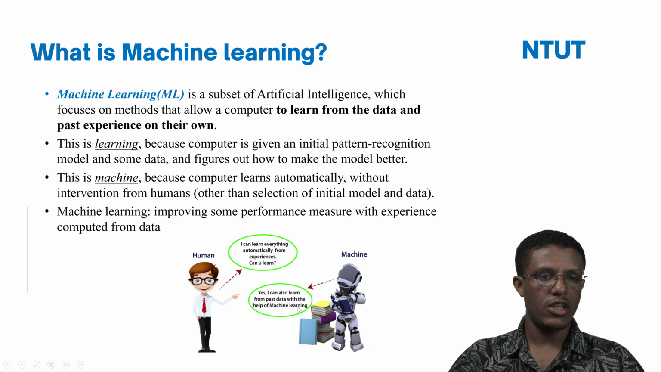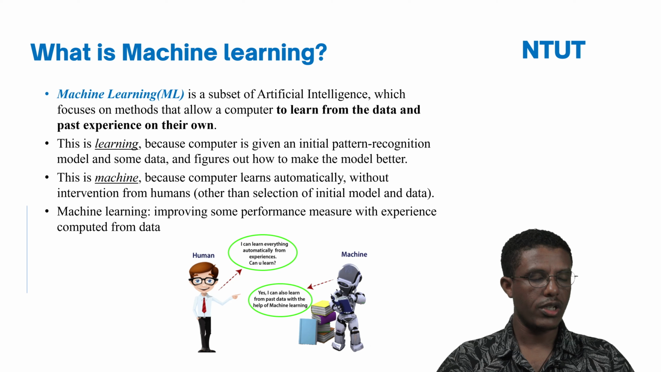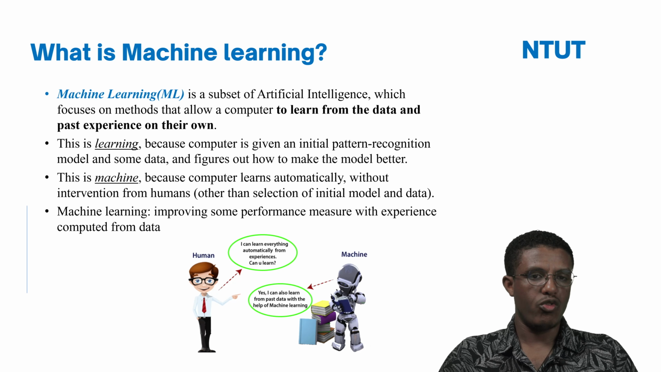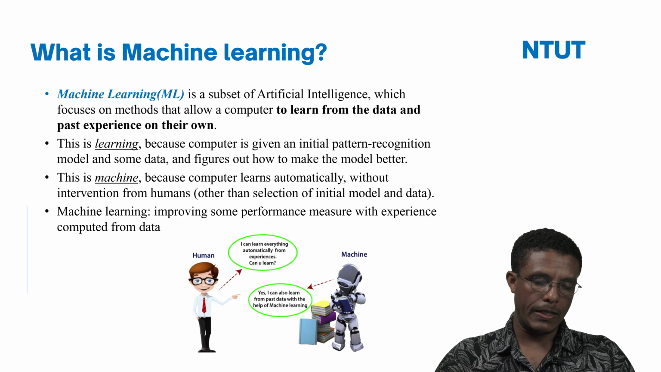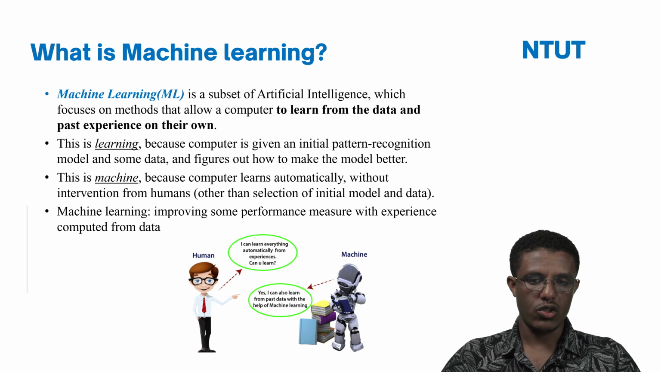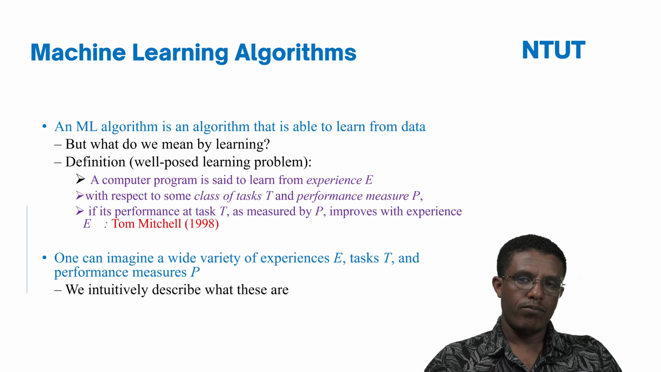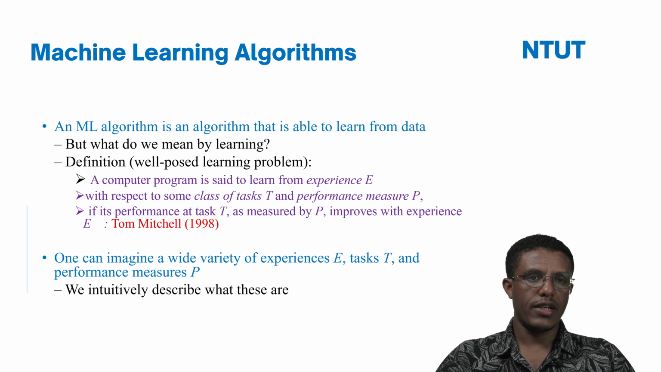So we can teach the machine using data. The data may be historical data, experimental data, numerical data, image data, text data, or video, or different types of data. Using this, we can teach machine learning. The next concept is machine learning algorithms.